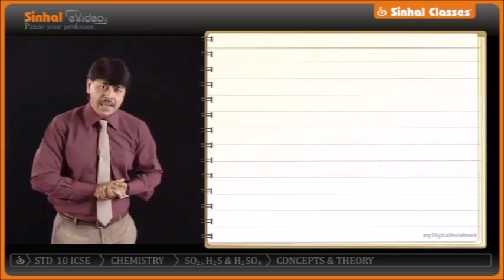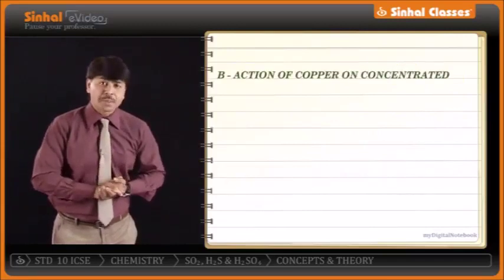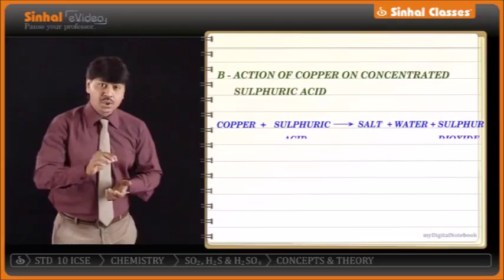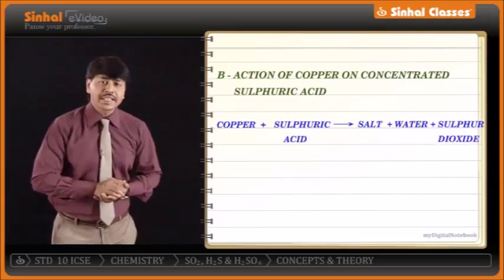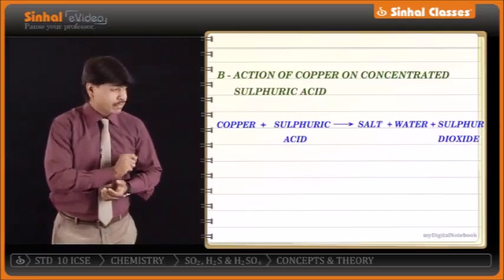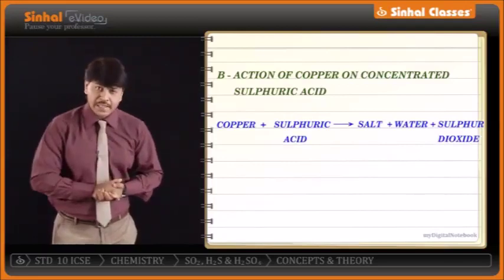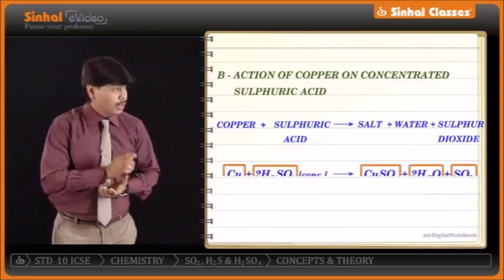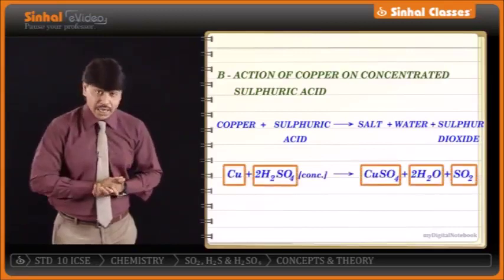Now, the main lab method is using copper turnings. Take copper turnings in a round bottom flask. To this we add concentrated sulfuric acid and strongly heat it. We will get copper sulfate, that is CuSO4, along with water, that is 2H2O, plus sulfur dioxide.